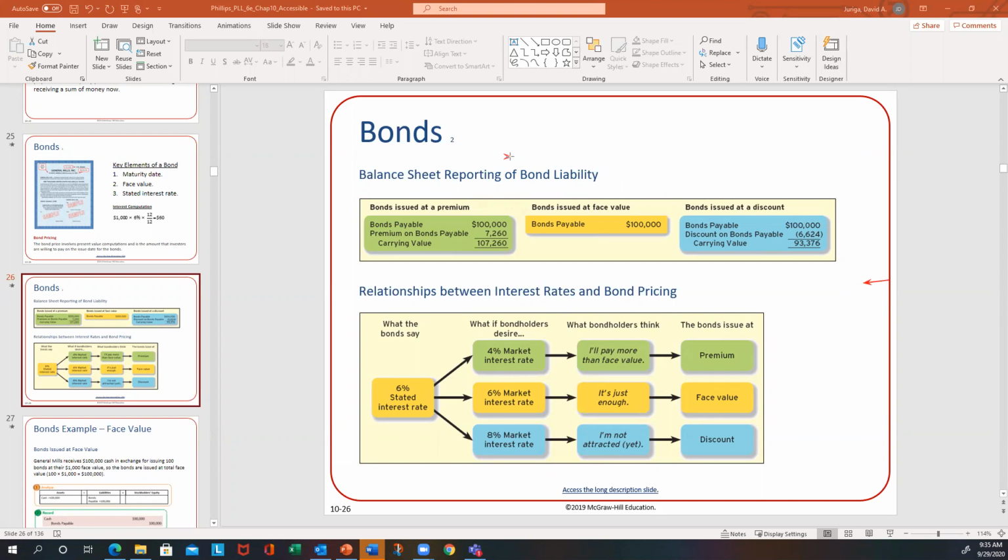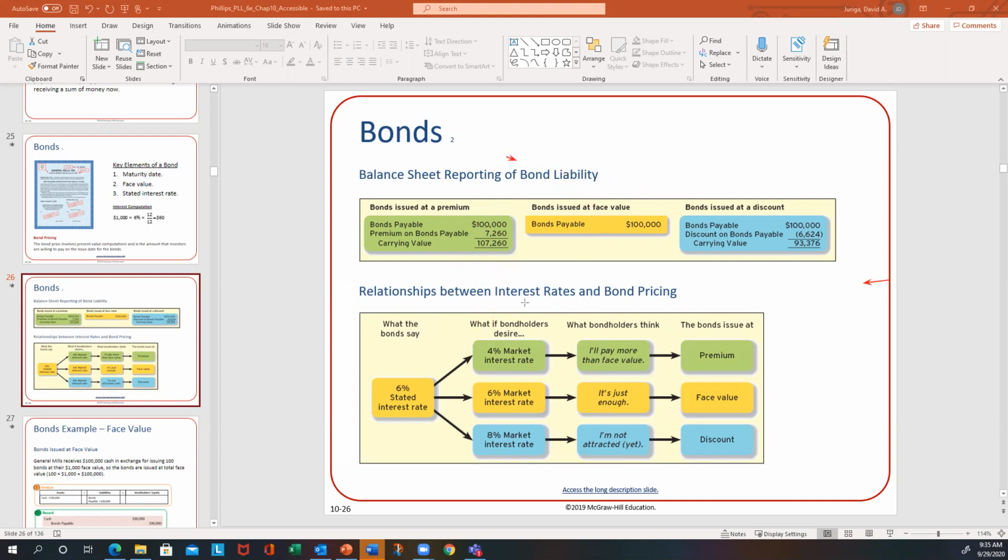And so what happens is you look at the stated rate of the bond. Again, that's the required rate. And then you look at what the bondholders are looking at, and we often call this the market rate. And that's simply what other investments, what other bonds are paying in the marketplace. So you compare that stated rate on the bond to whatever the market rate is, and that will determine if the bond sells at premium, at the face amount, or at a discount.